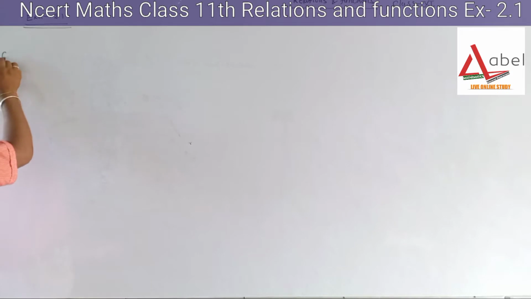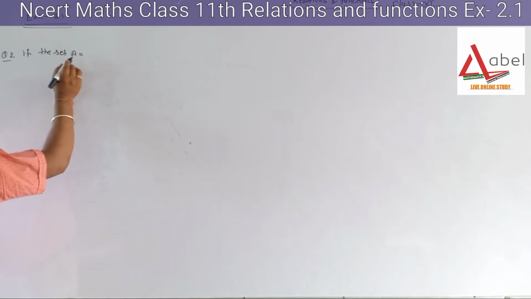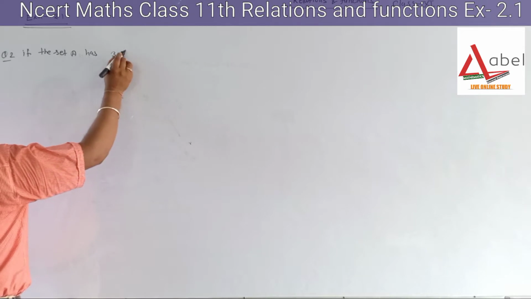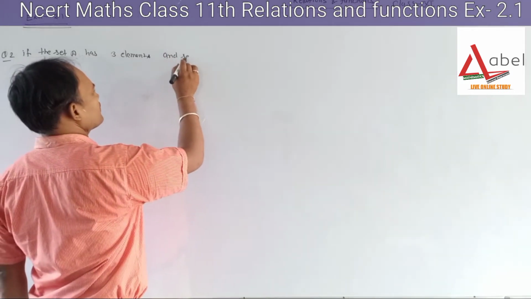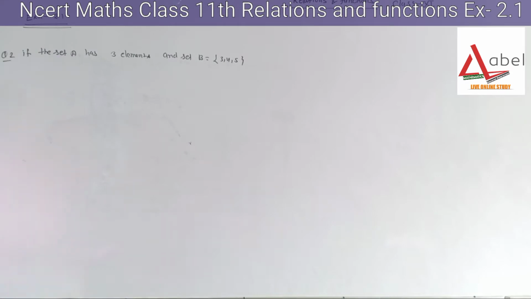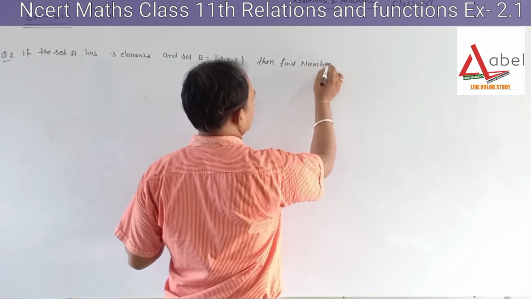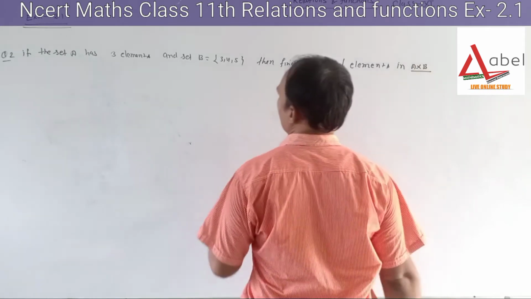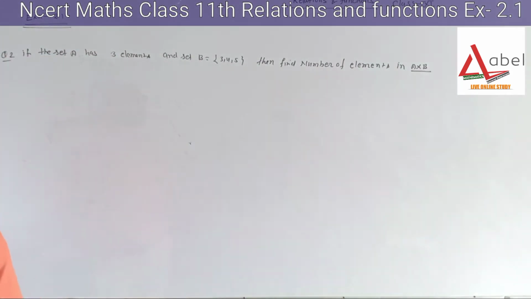Now the next question: if set A has 3 elements and set B equals {3, 4, 5}, these elements are given, find the number of elements in A cross B. Okay students, set A has 3 elements and set B has elements 3, 4, 5.